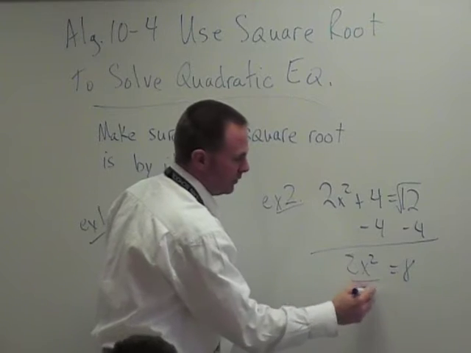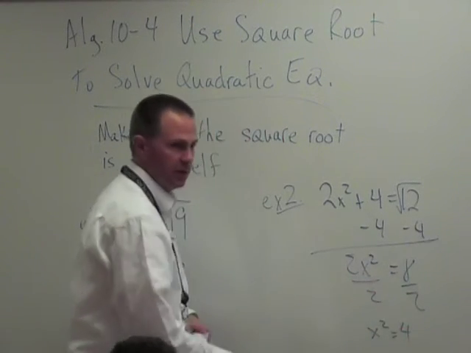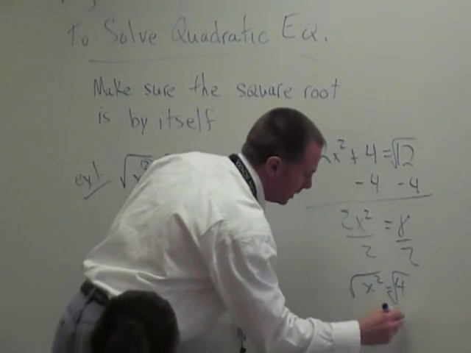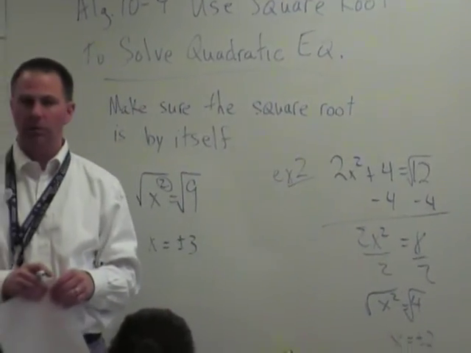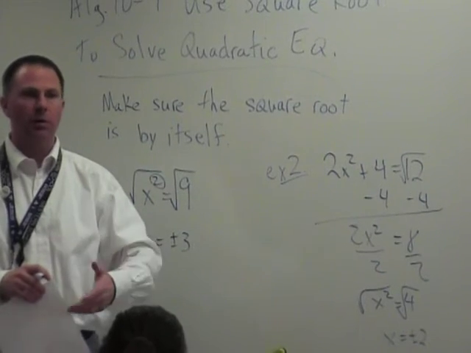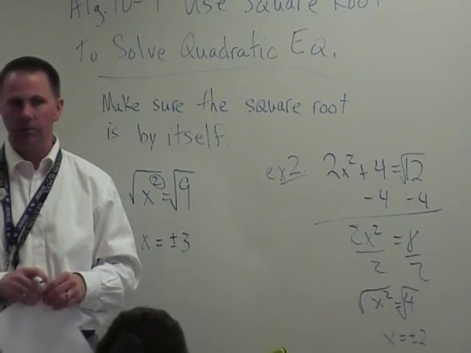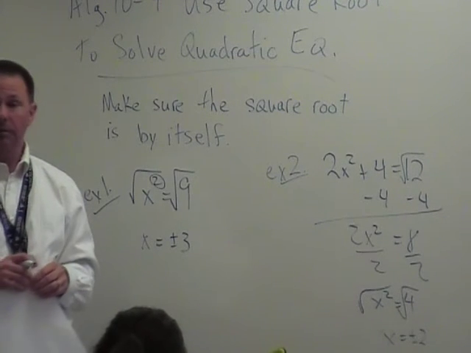So we divide off the 2. Now we get x squared equals 4. The answer is 2. x equals plus or minus 2, positive or negative 2. When you take the square root, you need to have plus or minus. So it's always plus or minus if there's a square root.